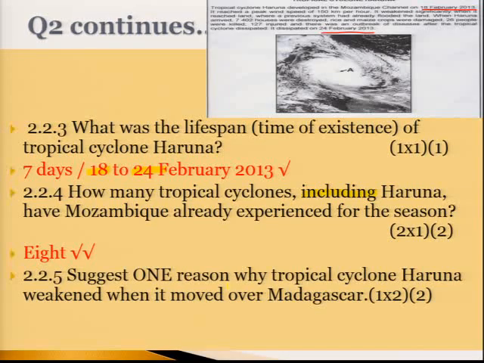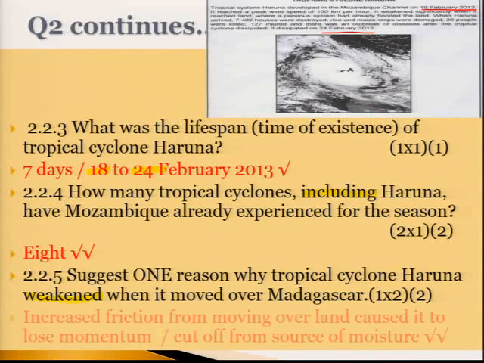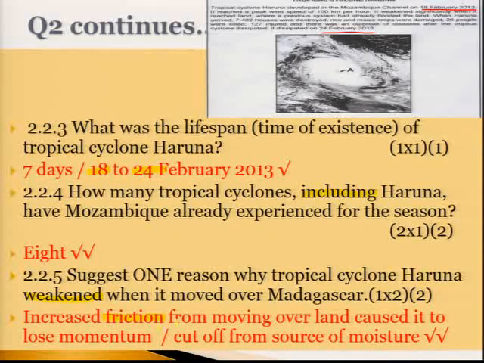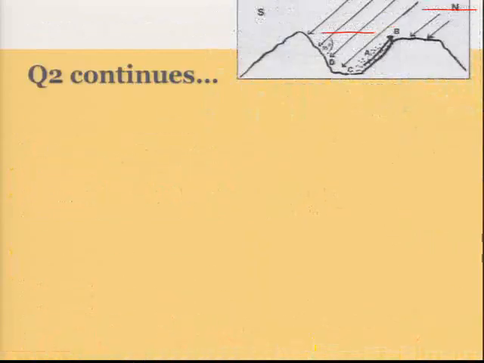Suggest one reason why tropical cyclone Haruna started to weaken when it moves over Madagascar. They don't want to say over the land. It weakens over the land because of friction from the land, which started to reduce momentum, and it is cut off from the moisture supply. Colleagues, 2 marks each for that, and then the 2 marks for the point when it says friction, or because it has lost the momentum. Friction which has reduced the momentum, or when our learner says it is cut off from the moisture supply.